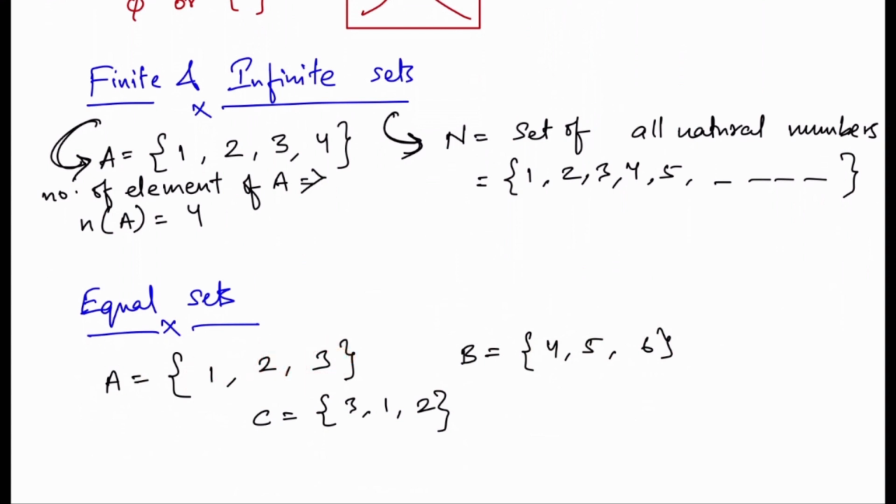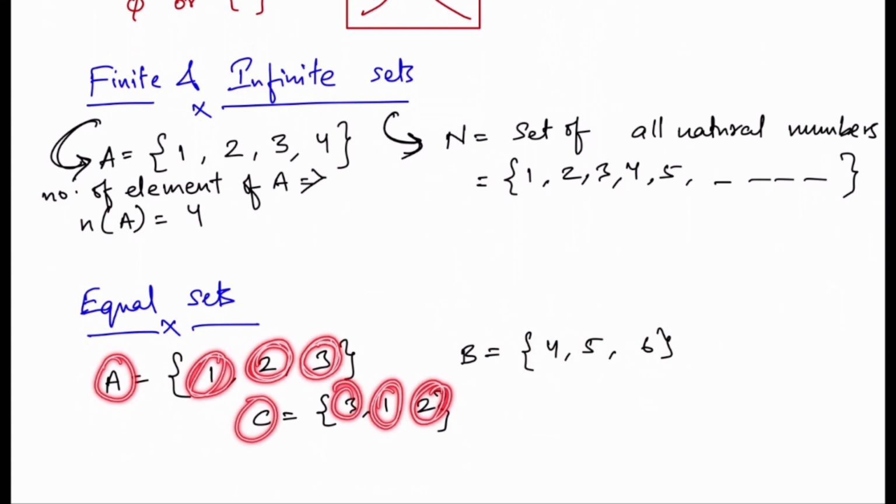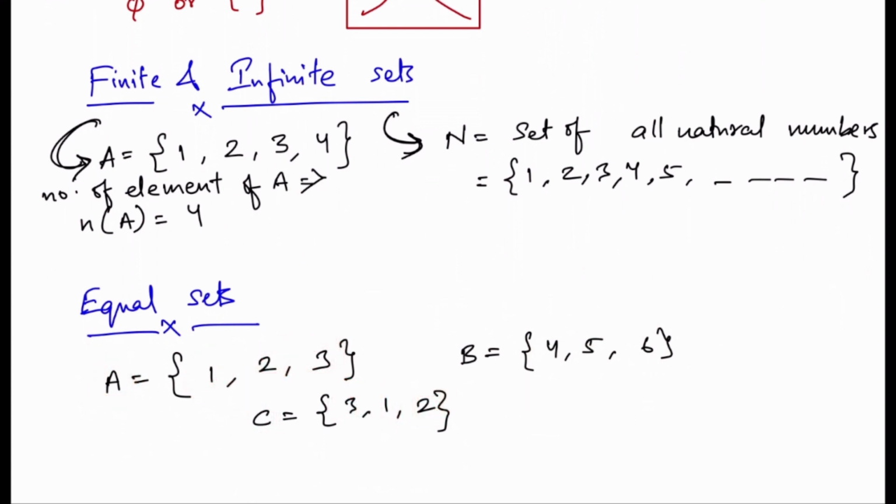Now if you compare A and C, I have 1 in set A and 1 also in set C, 2 in set A and 2 in set C, 3 in set A and 3 in set C. So the elements that A has, C also has. So in this case, set A is equal to set C. Now if you see A and B, these are not equal sets, so we simply write A not equal to B. This is how we write when two sets are equal and when they are not equal, or unequal.